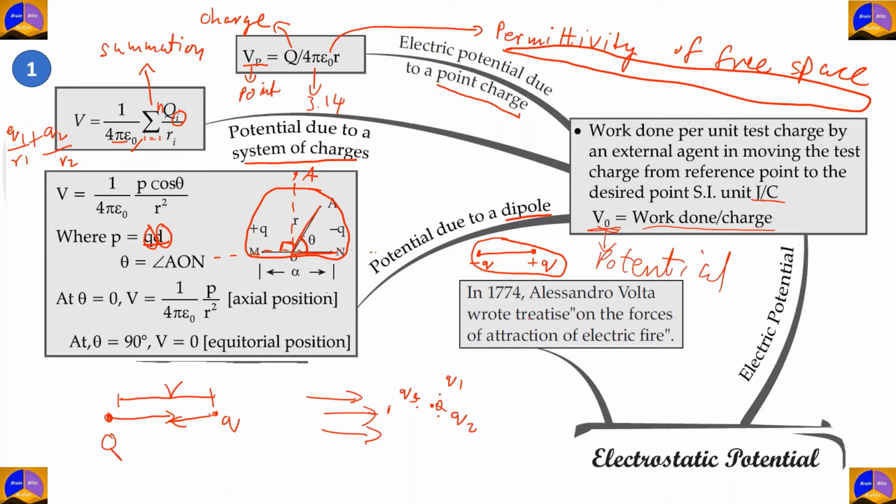Another thing to note is about the famous scientist Alessandro Volta. It's from this scientist that the name volt appeared, and this volt is the SI unit of potential difference. In 1774, Alessandro Volta wrote a treatise on the forces of attraction of electric fire, which is later known as electricity. What he theorized was, if there are two charges and there is a wet medium in between, charge will conduct through. And this is found in the introduction of your chapter, Electrostatic Potential and Capacitance.